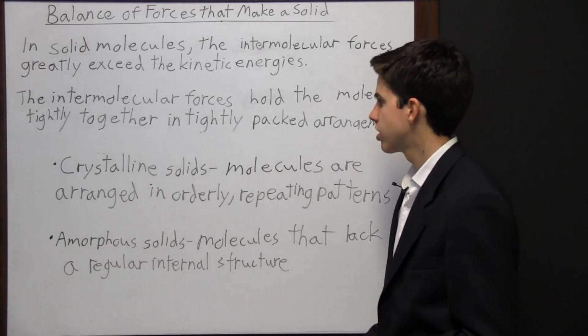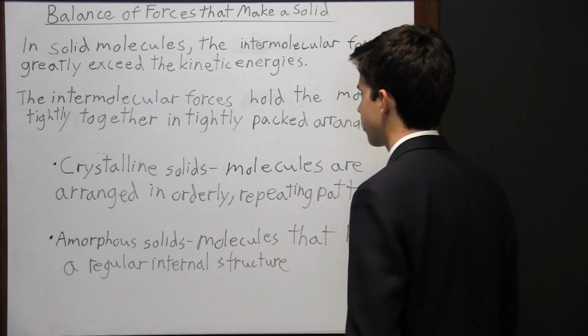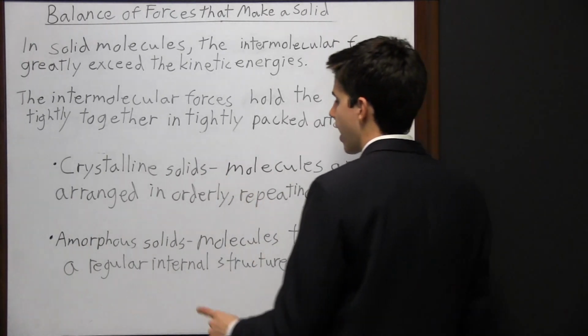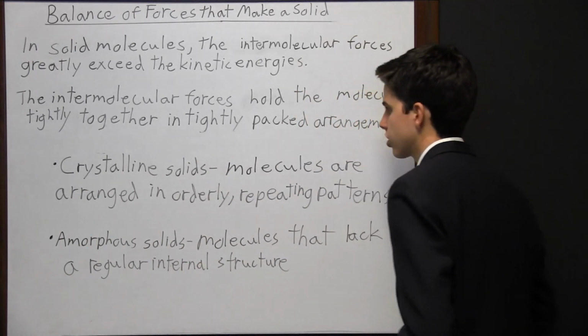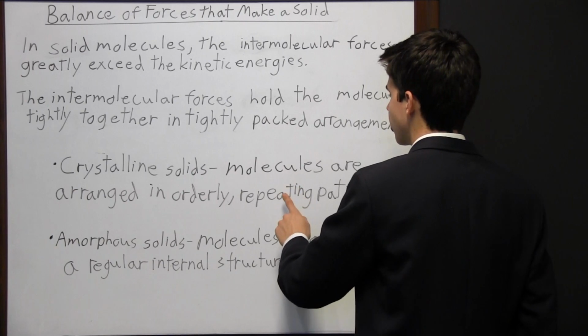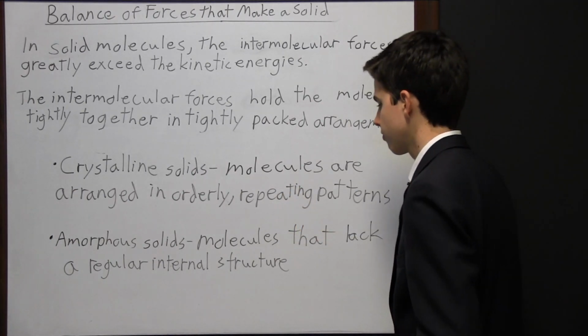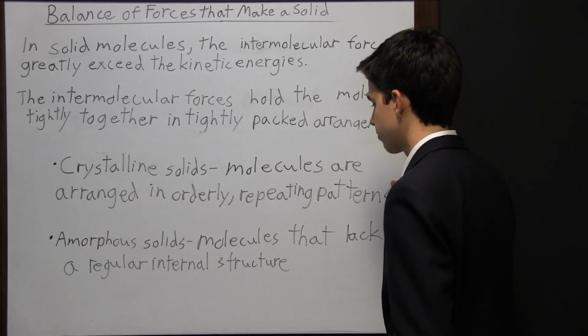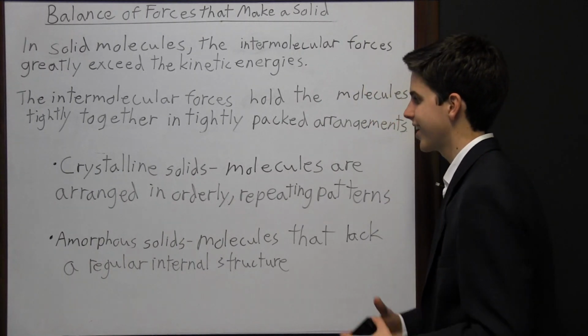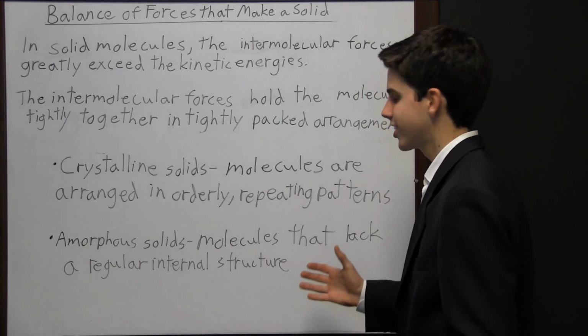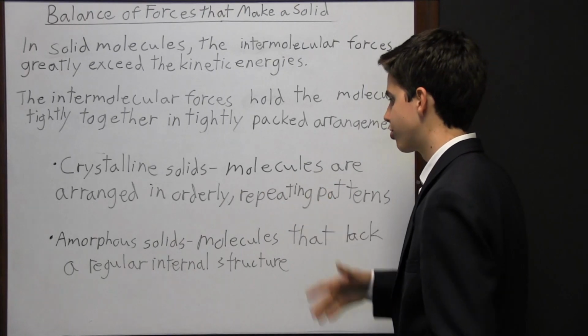And these solid shapes fall into two categories: crystalline solids and amorphous solids. Crystalline solids are when the molecules are arranged in orderly, repeating patterns. So an example would be a gemstone or any other type of mineral. There's some kind of sequence here. You can figure out what's going to come next because there's an order to it.